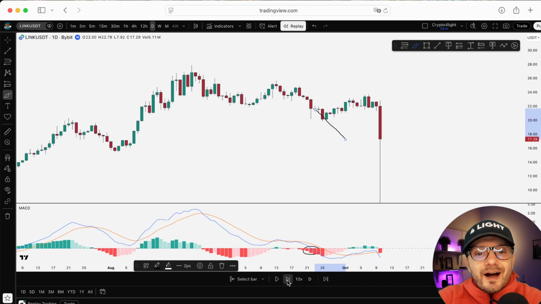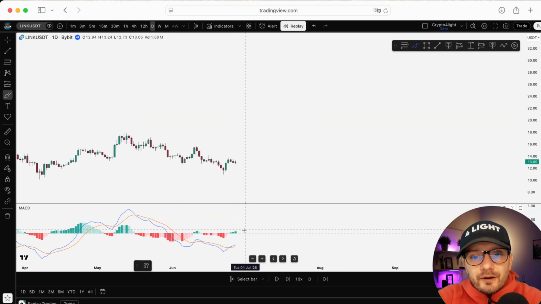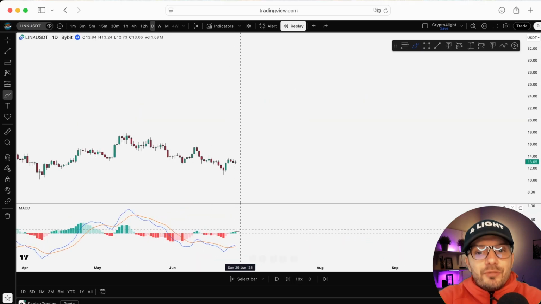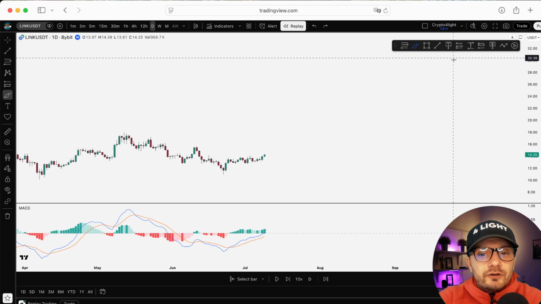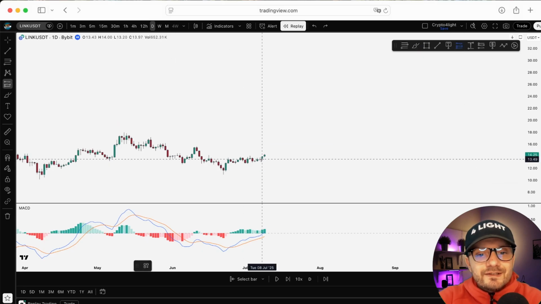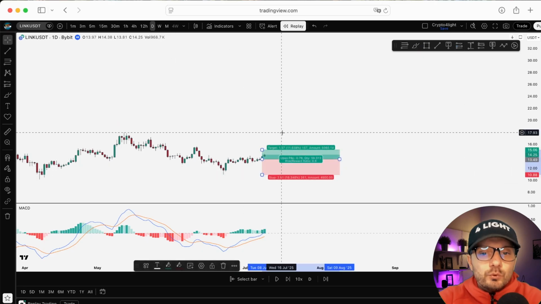Step number 2, find entry on your working time frame. For long, I need 3 things. MACD was below 0 and starts rising. MACD line crosses signal from below. Histogram changes color and grows. Price breaks local resistance or gives a clear bullish pattern.